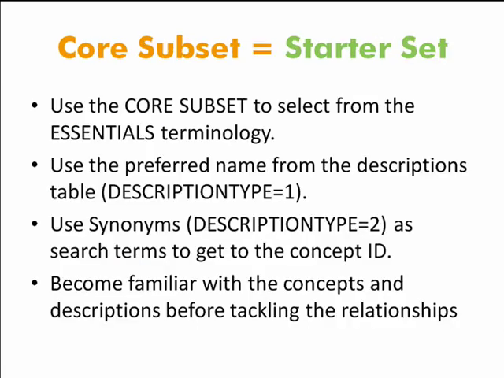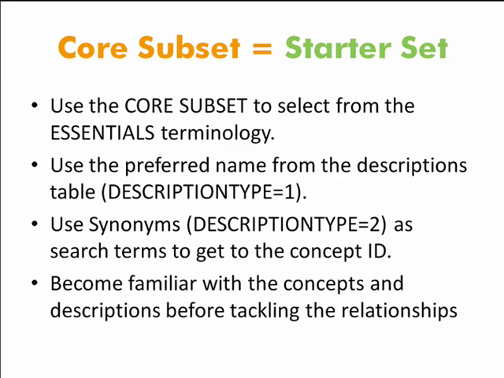Anyways, the thing to remember is the core subset's a starter set. If it were me, I wouldn't use the core subset as a feed into my system. I would use the core subset to select from the essentials data, because the SNOMED CT data is really what I would be using, and that way, if something's not in the core subset, I can go to the CT essential concept data, search through the descriptions, and pull new terms into whatever my local data set is that I'm using. Use the core subset to select a subset from the essentials terminology, bring in the preferred term using description type equals 1, and bring in synonyms not as their own terms, but as actual search terms. That's kind of a design thing.